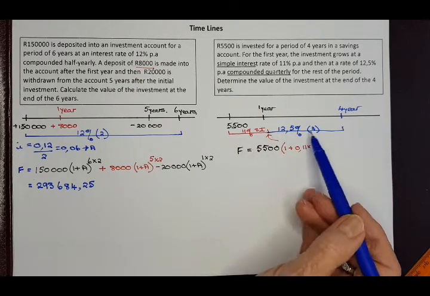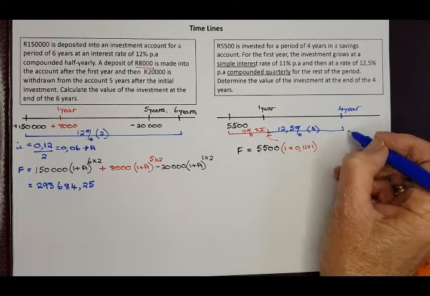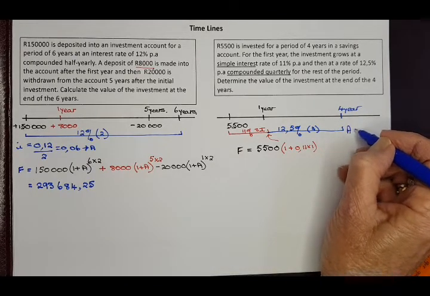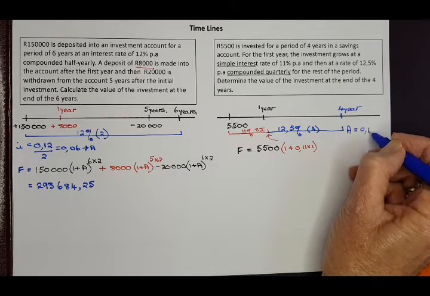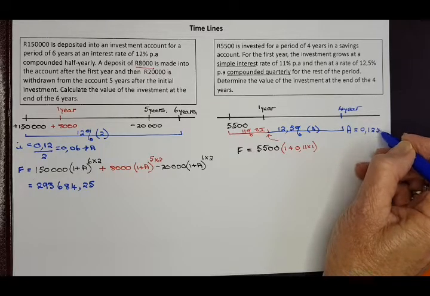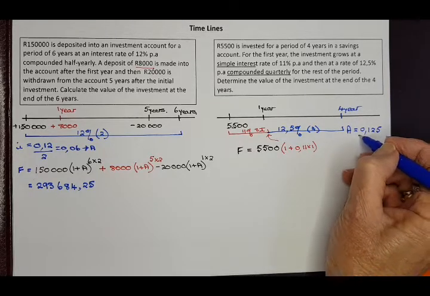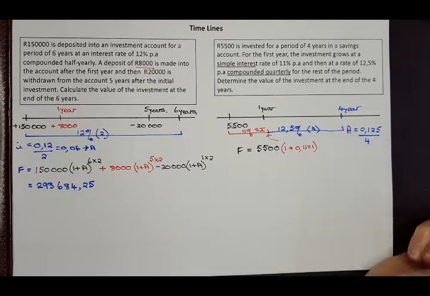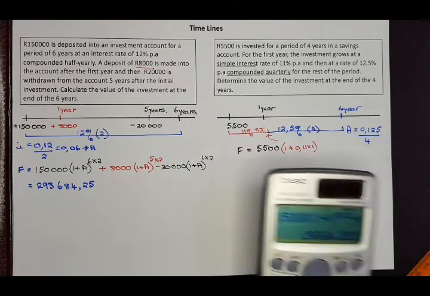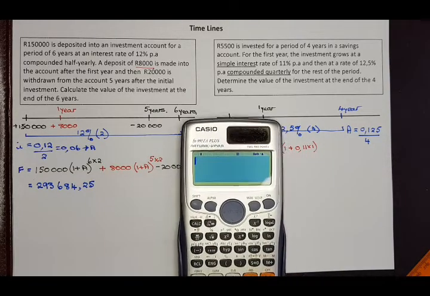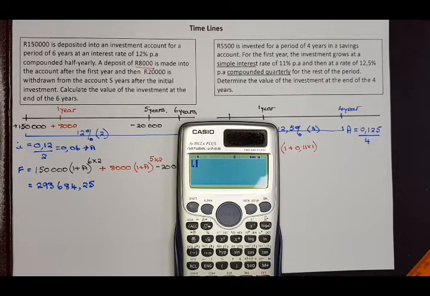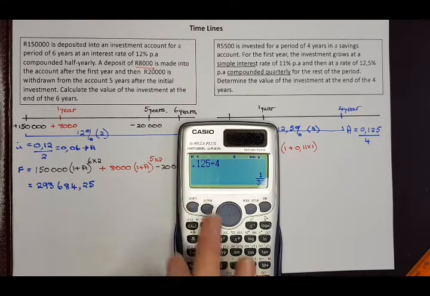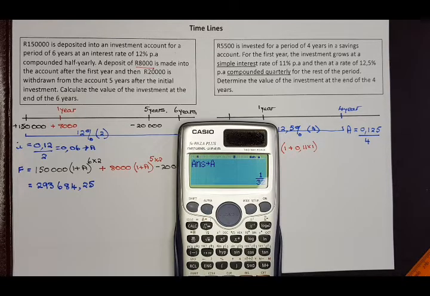The compound interest that I'm going to work out, I'm going to say that in memory A, it's 12.5%, 0.125 over 4. All right, I'm going to put it in my memory. 0.125 divided by 4 equals, I'm storing it. Shift, store, I'm putting it in memory A. Okay?